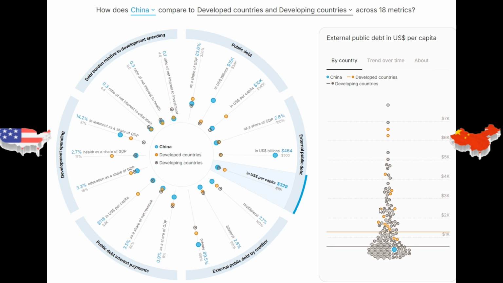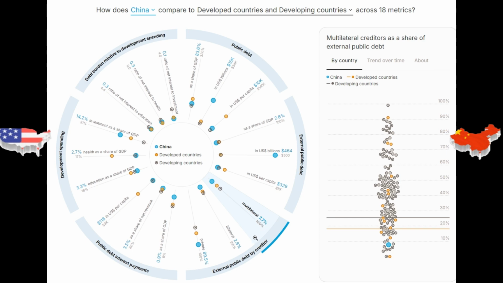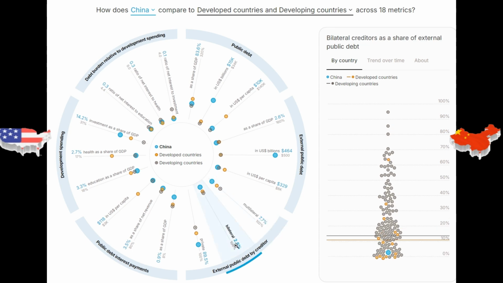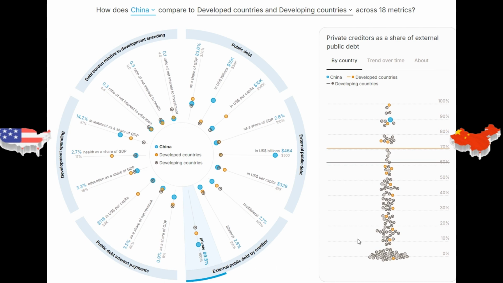An interesting point to note is the share of external public debt held by private creditors. This metric shows how much of a country's external debt is owed to private entities like banks, investment funds, and individuals, versus public entities such as other governments or international organizations. Nearly 90% of China's external debt is owed to private creditors, which is quite high. For comparison, Russia has the highest share with nearly 100% of its external debt owed to private creditors.